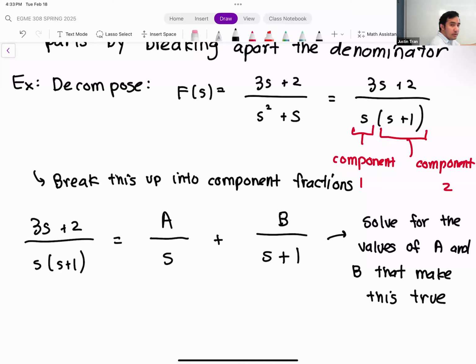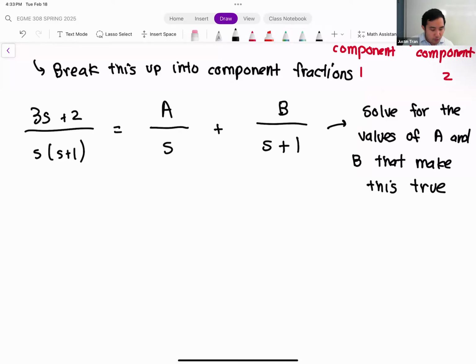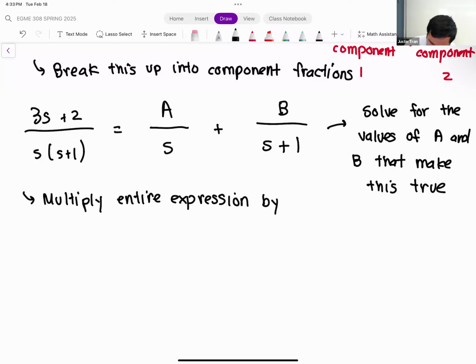Okay. Any questions on this so far? Okay, good. Okay, so to perform this partial fraction decomp, the first thing we're going to do is multiply this entire expression by the denominator. And by denominator, I mean the total denominator. So s times s plus 1.